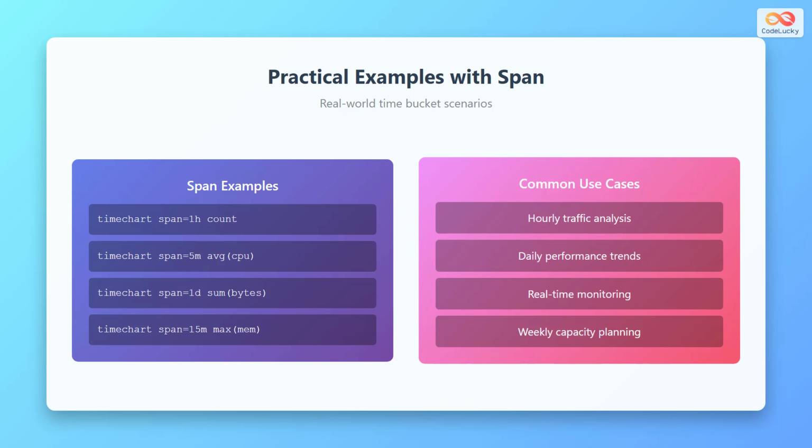Daily performance trends emerge clearly with timechart span equals 1d sum bytes, perfect for capacity planning and bandwidth analysis. Memory monitoring becomes effective with timechart span equals 15m maximum mem, helping identify memory spikes and usage patterns. These practical examples illustrate how different span values serve specific monitoring purposes. Short spans for real-time alerting, medium spans for operational monitoring, and longer spans for trend analysis and strategic planning.